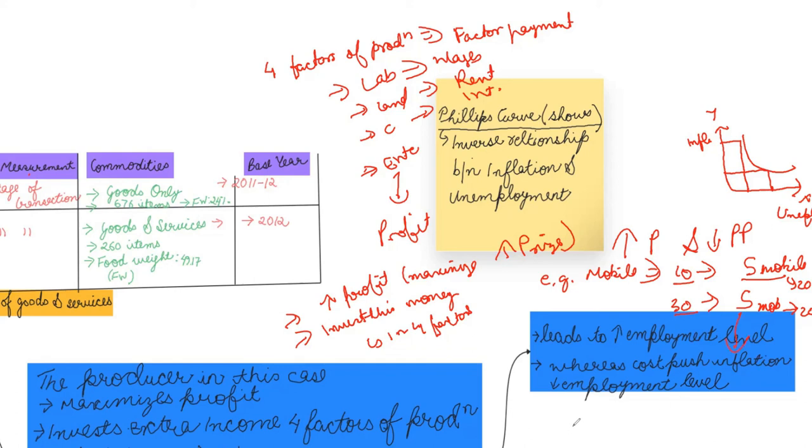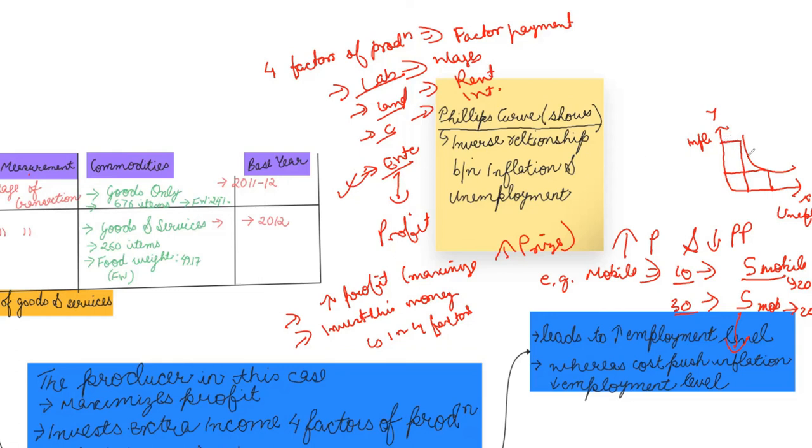So now that he has extra money, he will invest more in labor, he will hire more labor, he will rent out more land, he will invest that money in buying machinery and other equipment that are used to produce mobile phones, and he will try to again maximize his profit. So what I'm trying to say is that when there is inflation in the economy, what happens?